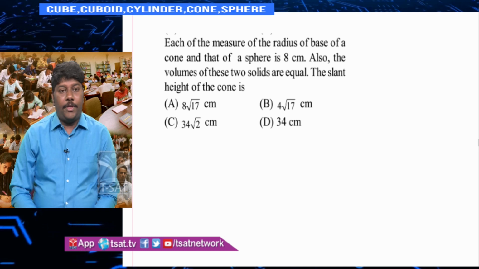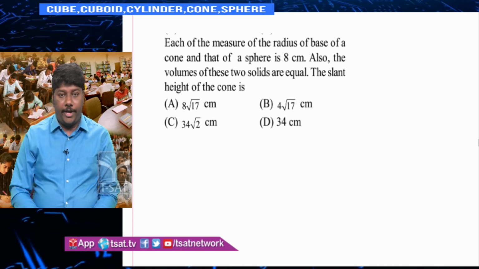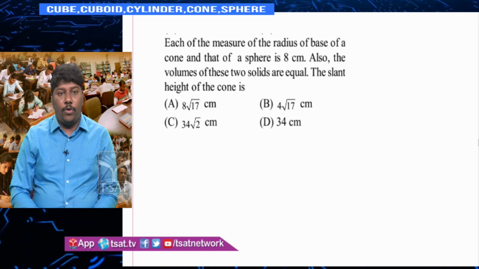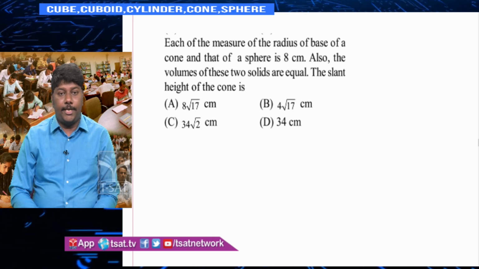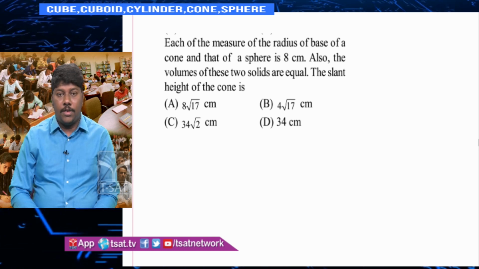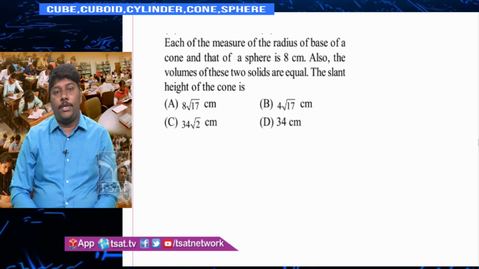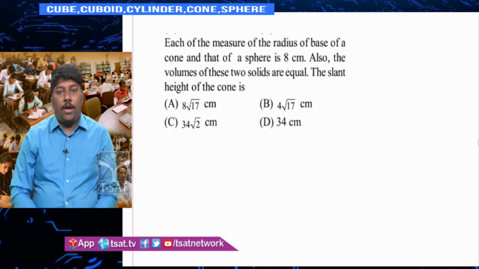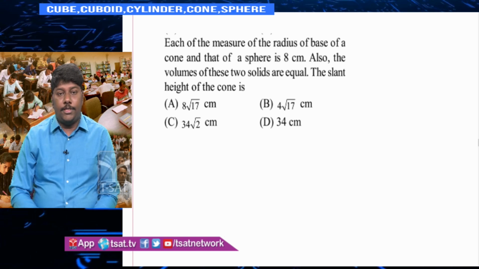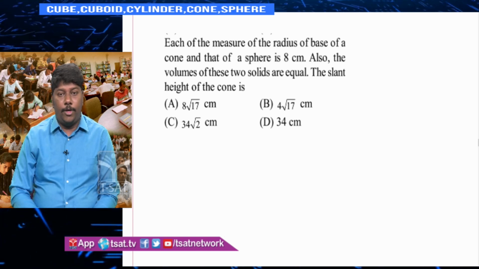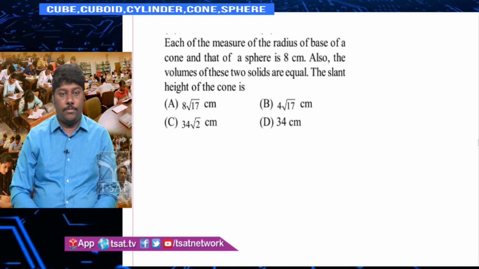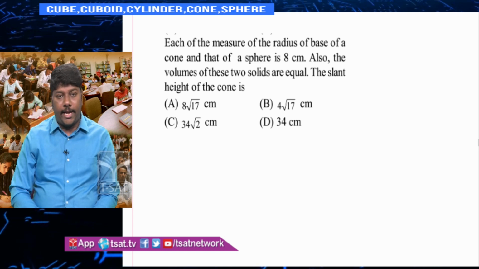Now look at this question. The radius of the base of a cone and that of a sphere is each 8 centimeter. So the radius of both cone and sphere is 8 centimeter. Also the volumes of the 2 solids are equal. Then find the slant height of the cone. So he is asking you to find out the slant height of the cone.